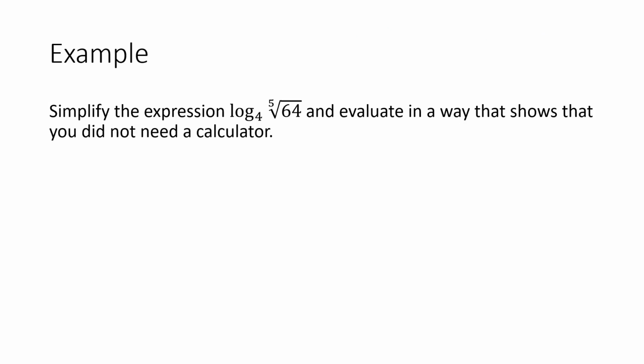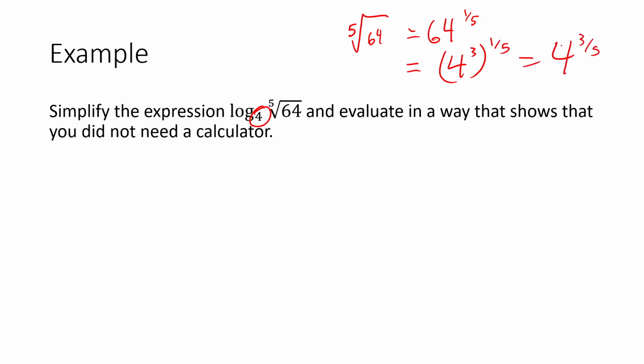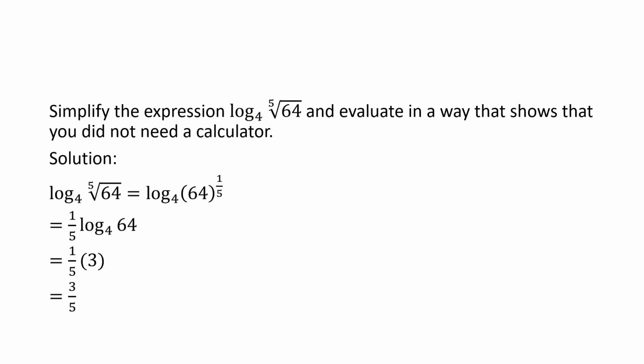Okay? What if we want to simplify this expression and then evaluate it? Well, it looks kind of tough at first, but when I see the fifth root of 64 written this way, I realize that that's just the same as saying 64 to the exponent 1/5. Now, we're dealing with logarithm to the base of 4 here, so when I see 64, I say to myself, that's just 4 cubed, and again, I'm raising it to the 1/5, and that's just the same as 4 to the 3/5. And when I realize this is what I'm dealing with, the question becomes much easier to evaluate.